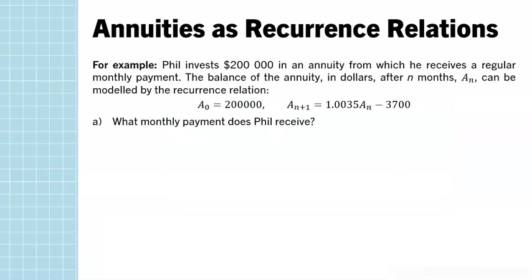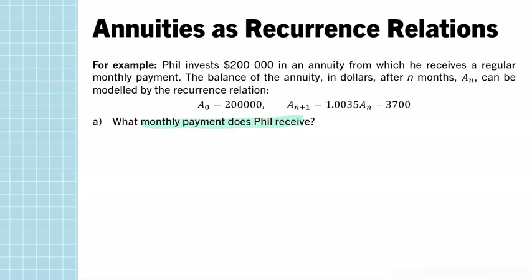Our first example, using a recurrence relation: Phil invests $200,000 in an annuity from which he receives a regular monthly payment. The balance of the annuity in dollars after n months, An, can be modelled by the recurrence relation. A0 = 200,000, that's our initial amount that we're investing, and An+1 = 1.0035 × An − 3,700. What we're asked here is, what is the monthly payment that Phil is receiving?